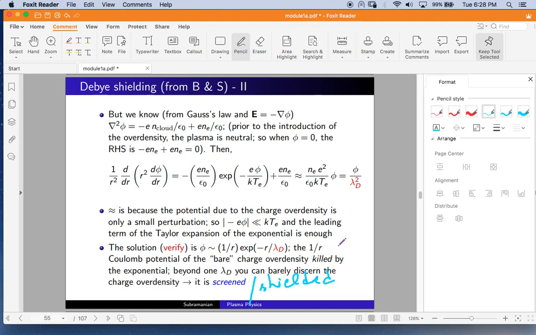And next, what we will do is, this is one way of looking at Debye shielding. We will look at a slightly more physical, a little more intuitive way of looking at Debye shielding from Sturrock's book.